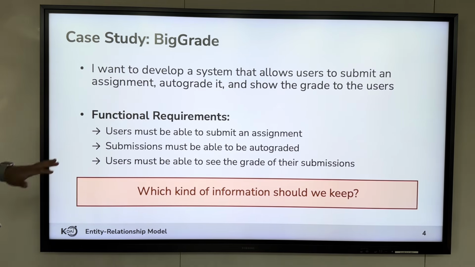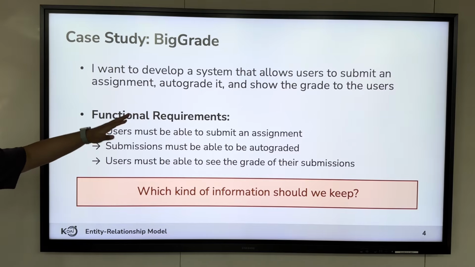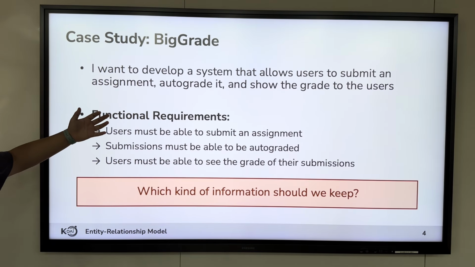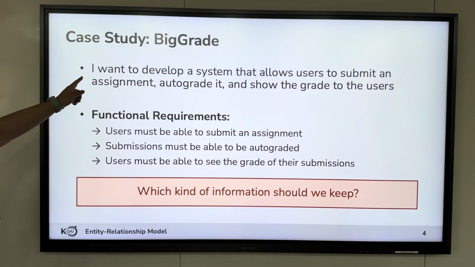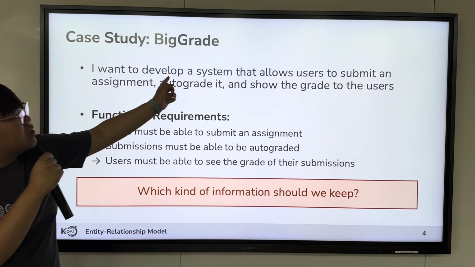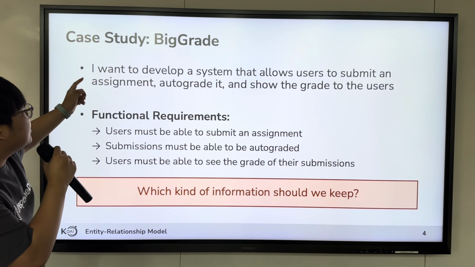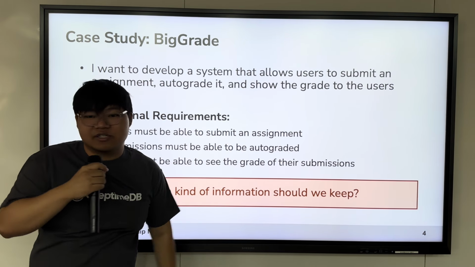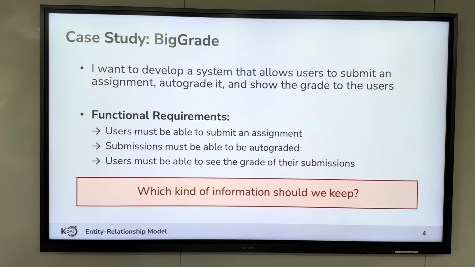Given these functional requirements, if I can make all of them happen, you can do this. You now make a system that allows users to submit an assignment, grade it, and show the grade to the users. My question is, given these requirements, which kind of information should we keep?